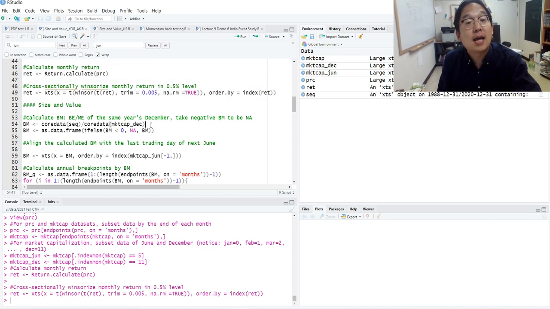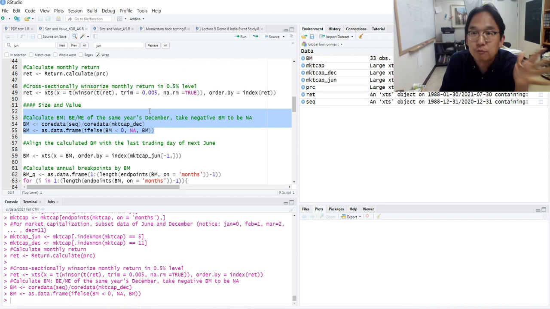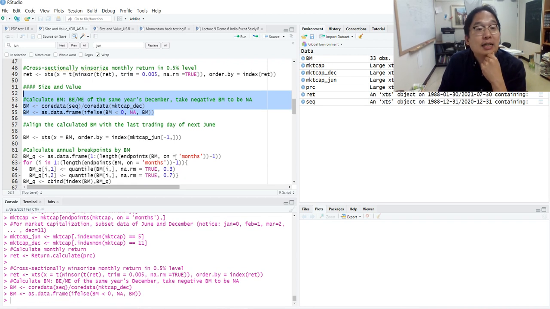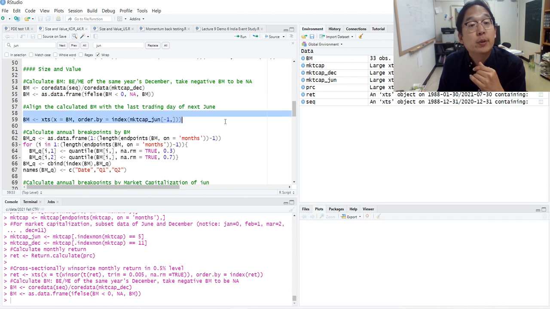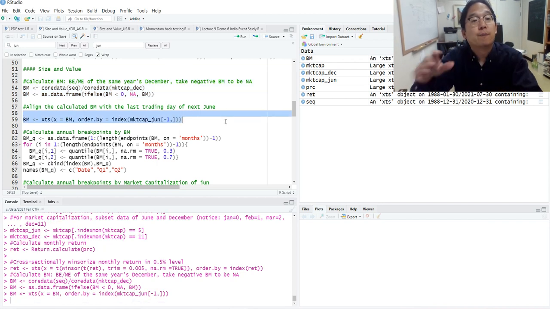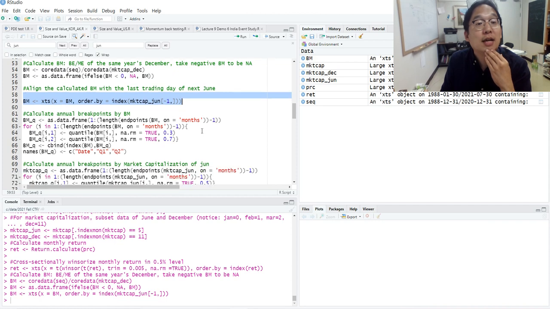And then missing value, drop it. Now, align the calculated book to market ratio with the last trading day of next June. Okay? So this is how we do it. And then calculate annual breakpoints by book to market.